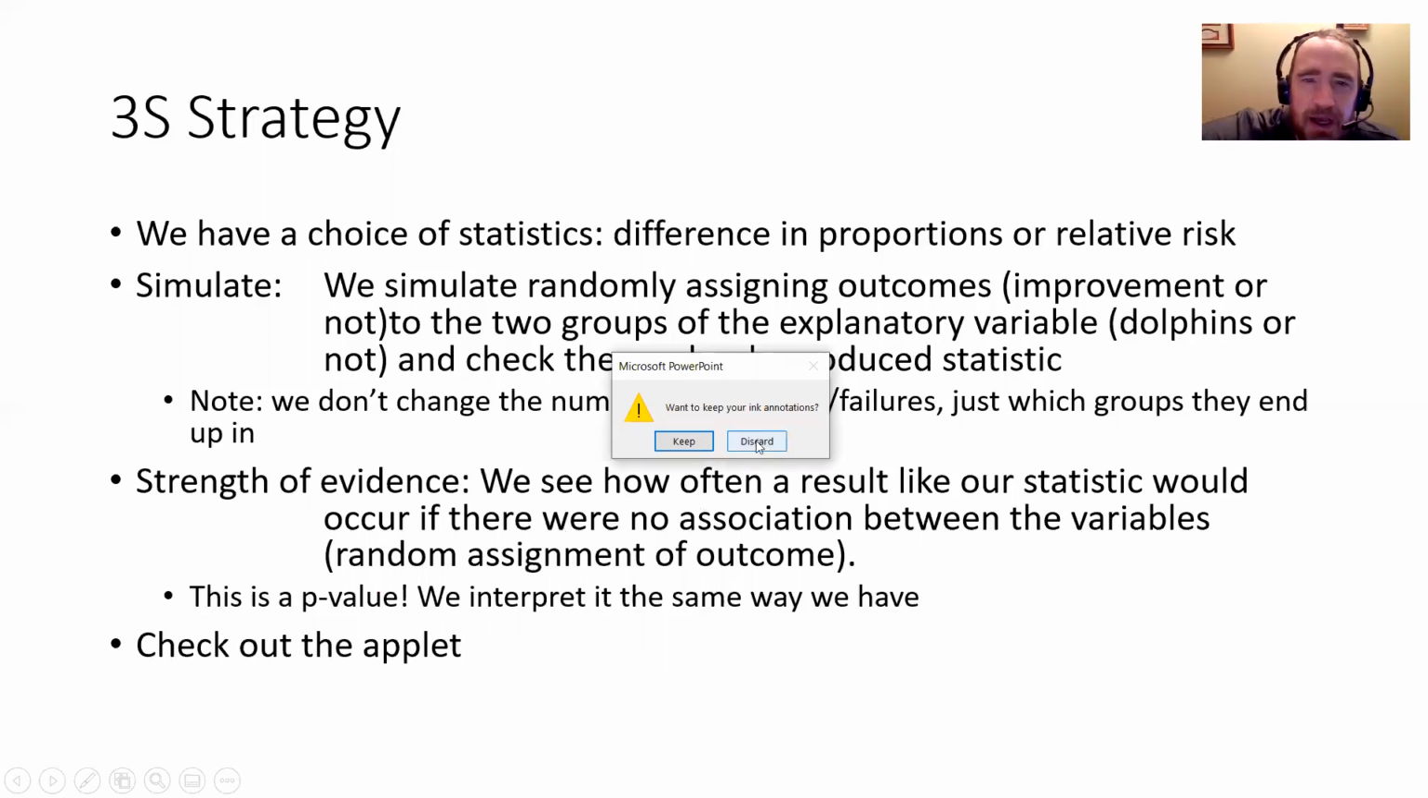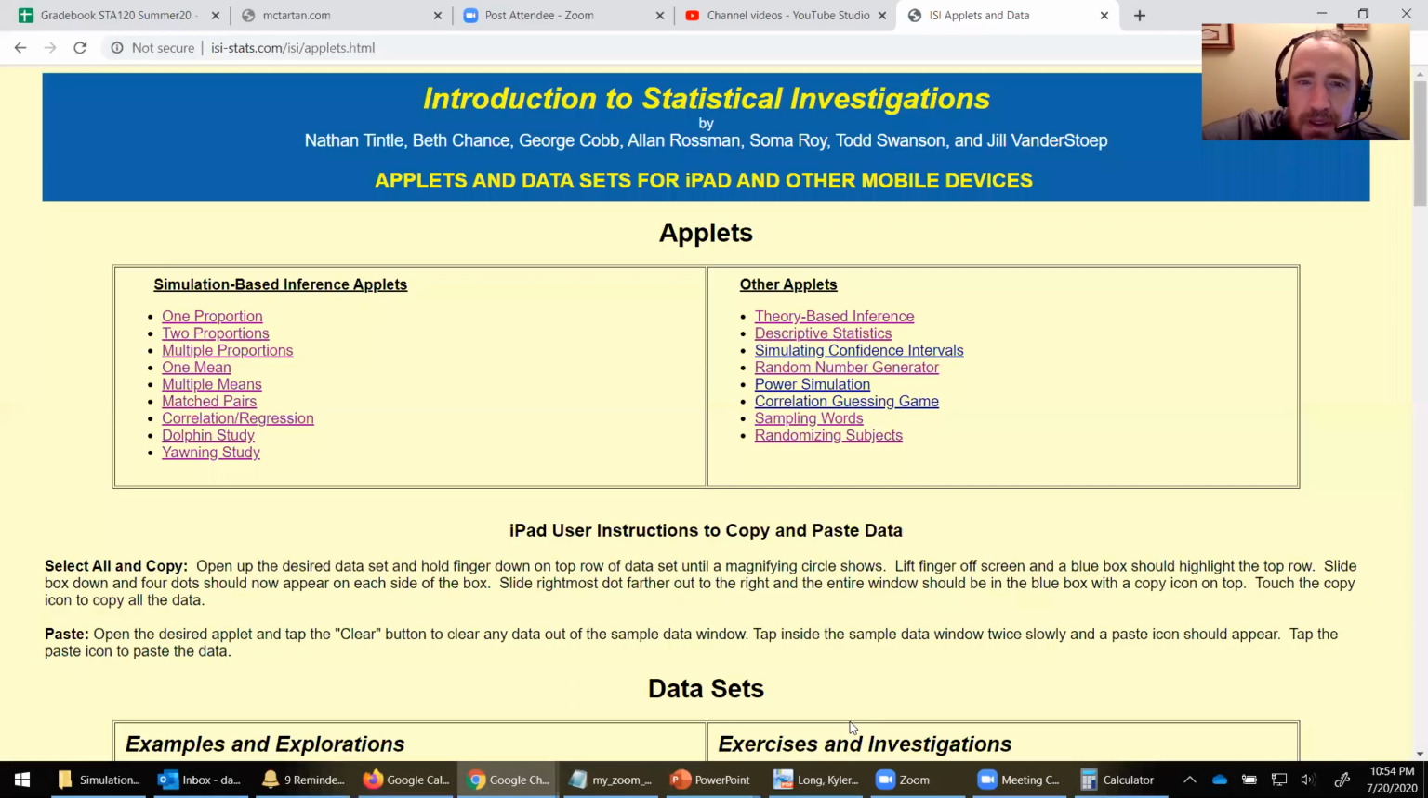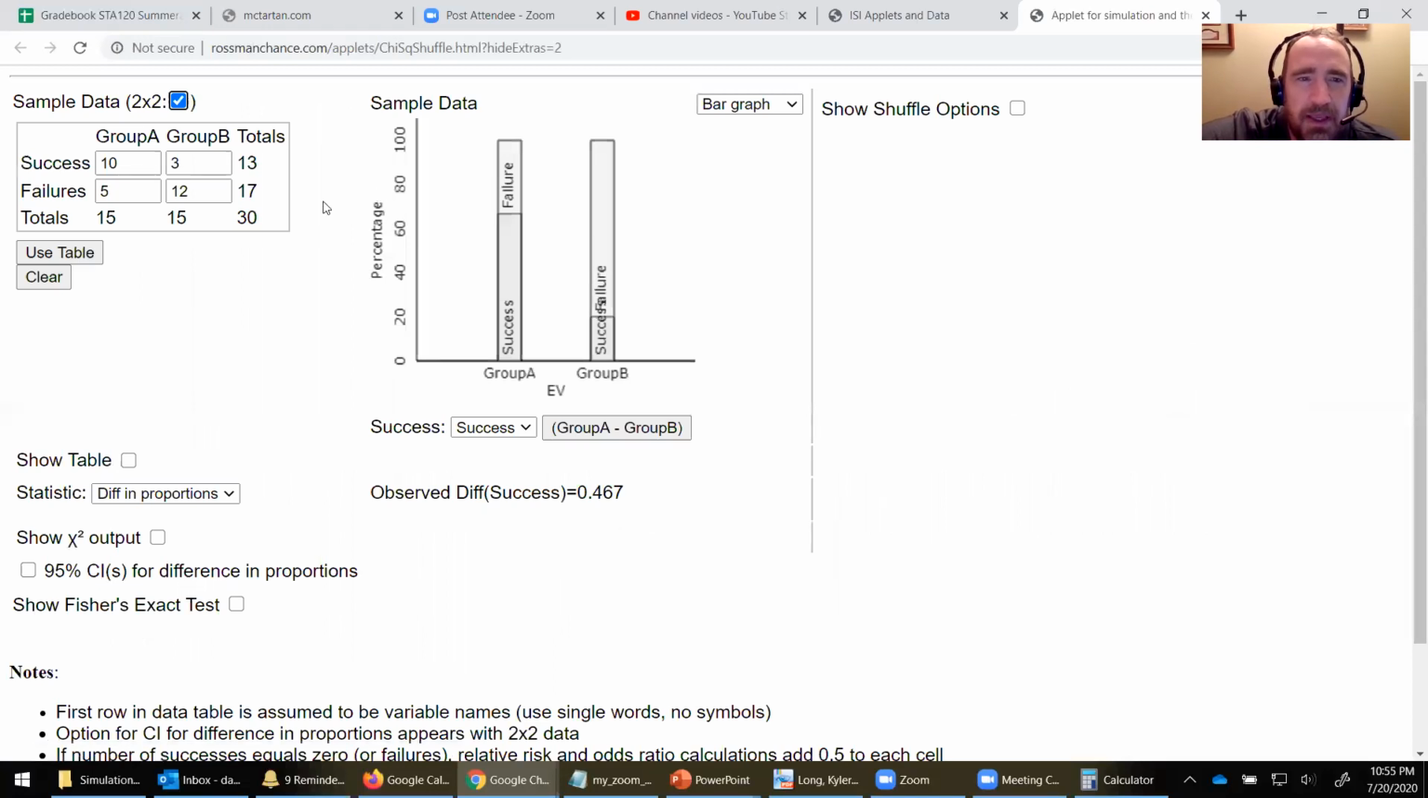I'm going to go ahead and pop over to the applet. We are now talking about a simulation-based approach with 3 S's and now 2 proportions, not a single proportion anymore, but 2. Now you can see by default, this applet happens to have my dolphin swimming data in here, so I don't have to type it in. But if I needed to, I could change these values to match whatever two-way table I have. Make sure you hit use table if you type in different data. You can also see a segmented bar graph here, and we can see a lot higher proportion of success in group A swimming with the dolphins than not.